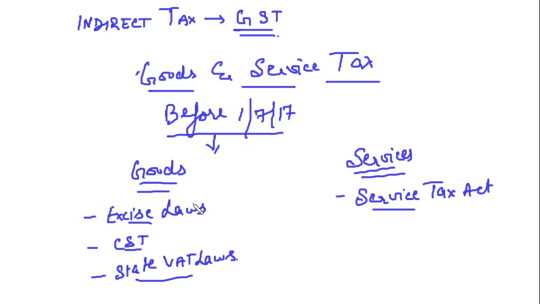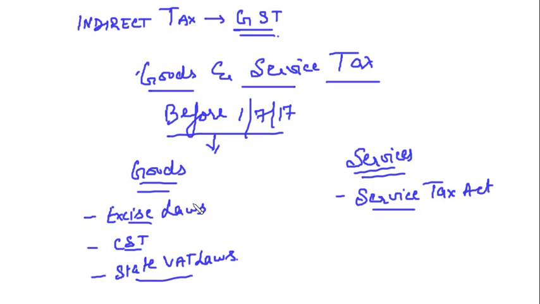But after 1/7/2017, that is 1st July 17, both goods and services have been covered under the one act, that is Goods and Service Tax. See, just before 1st of July, many people were anticipating that this tax will not come from 1st of July and it will get delayed at least by a few months. Even a few political parties were demanding that this tax should be delayed by 6 months. Some were saying it should be delayed by 1 year, right?